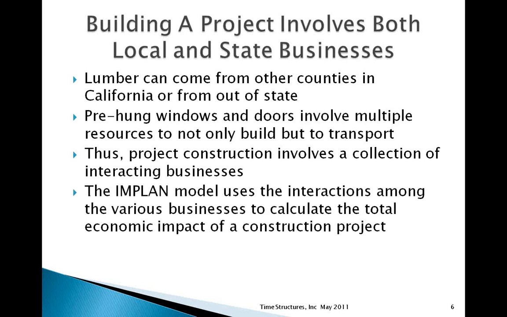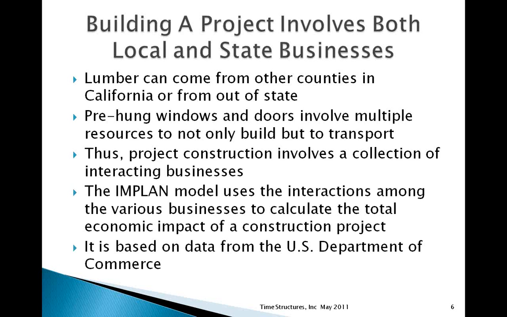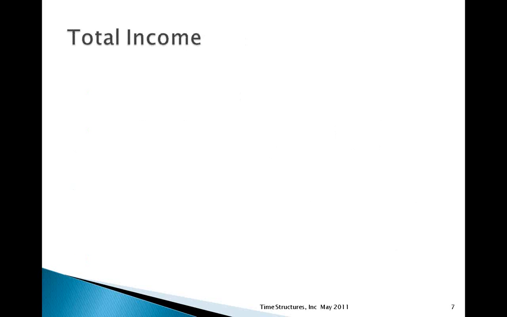And what the IMPLAN model does is it traces out those interactions among the various businesses. So it says when you build a house, you spend X number of dollars buying pre-hung windows and doors. You spend Y number of dollars on lumber. And the model also calculates what percentage of that will come from in-state businesses. And all this is based on data from the Bureau of Economic Analysis, which is housed within the U.S. Department of Commerce.